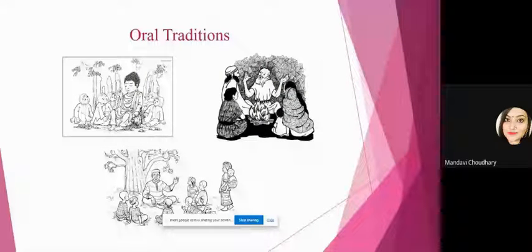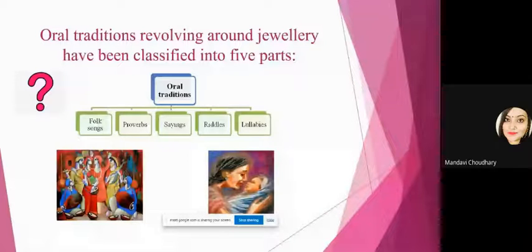So, oral traditions revolving around jewelry in the region of Mithila, parts of Bihar and Nepal, can be classified into five parts: folk songs, proverbs, sayings, riddles, and lullabies. I'll begin with folk songs.